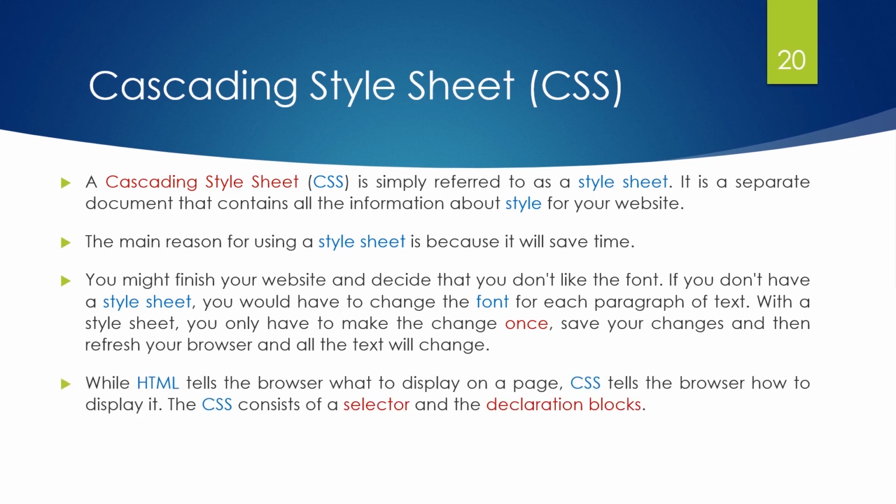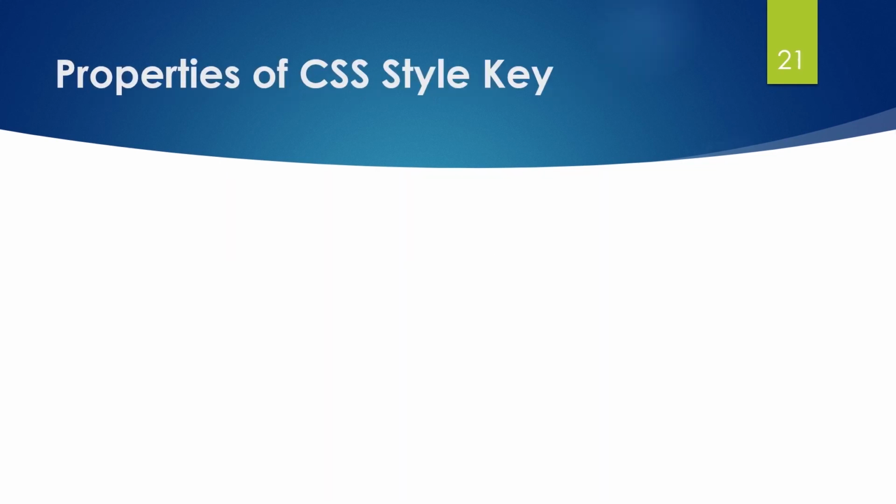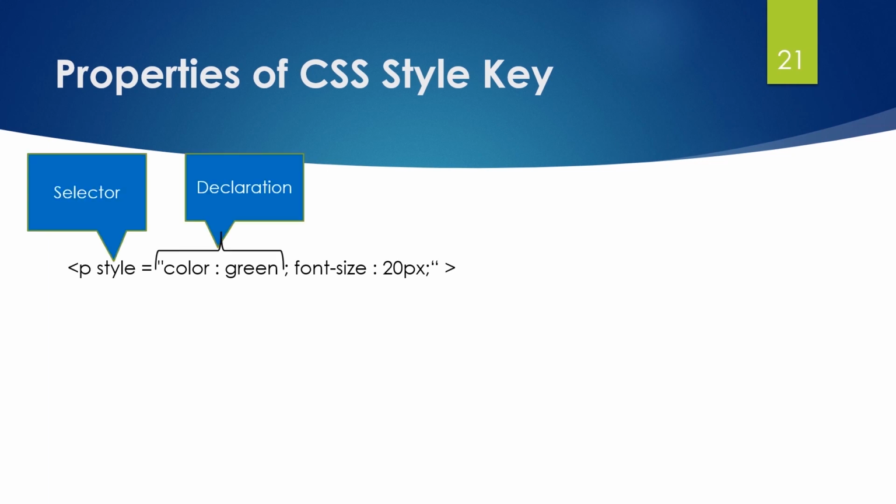While HTML tells the browser what to display on a page, CSS tells the browser how to display it. The CSS consists of a selector and the declaration blocks. Properties of CSS Style Key. Here's a line of code for CSS. As you can see, we have the selector and the declaration.